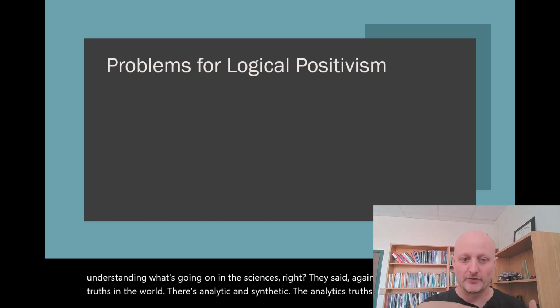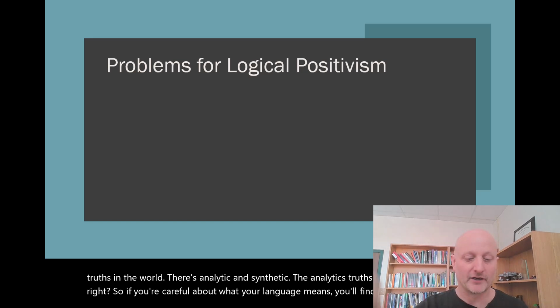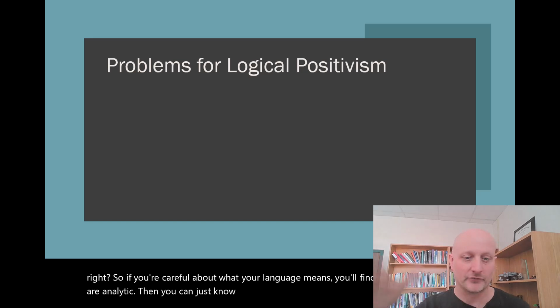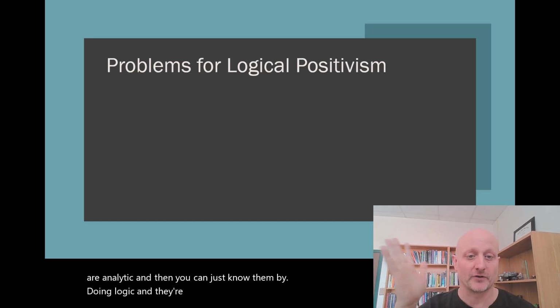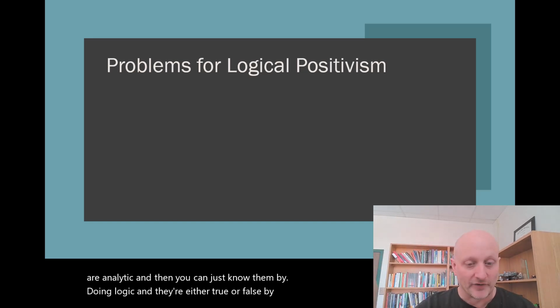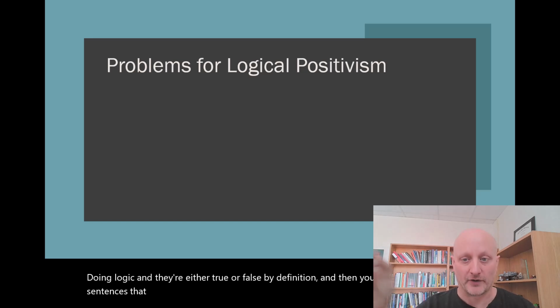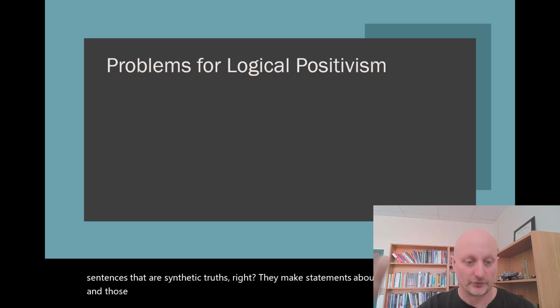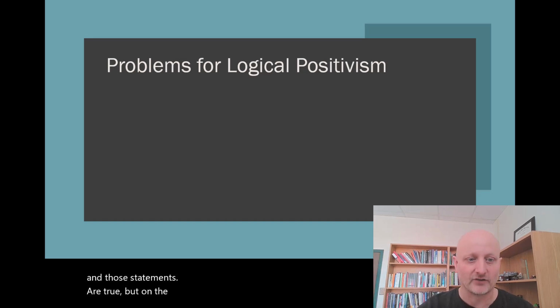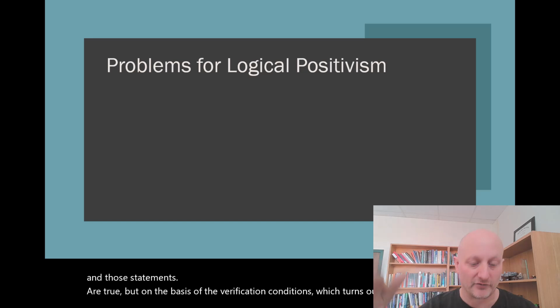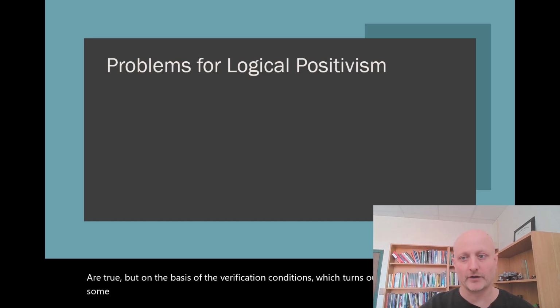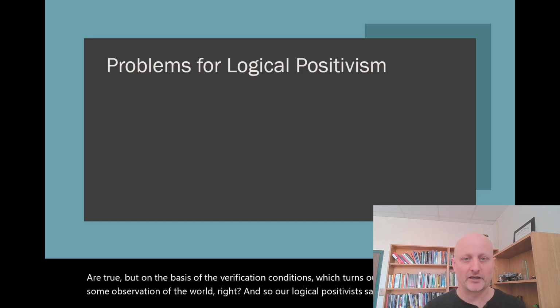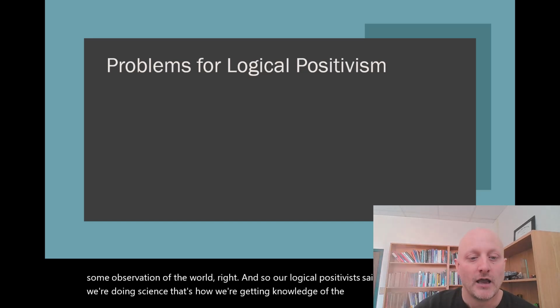So if you're careful about what your language means, you'll find out that a lot of things are analytic, and then you can just know them by doing logic, and they're either true or false by definition. And then you get a bunch of other sentences that are synthetic truths, right? They make statements about the way the world is, and those statements are true but on the basis of the verification conditions, which turns out to be on the basis of some observation of the world, right? And so our logical positivists said, hey, look, that's how we're doing science. That's how we're getting knowledge of the world.